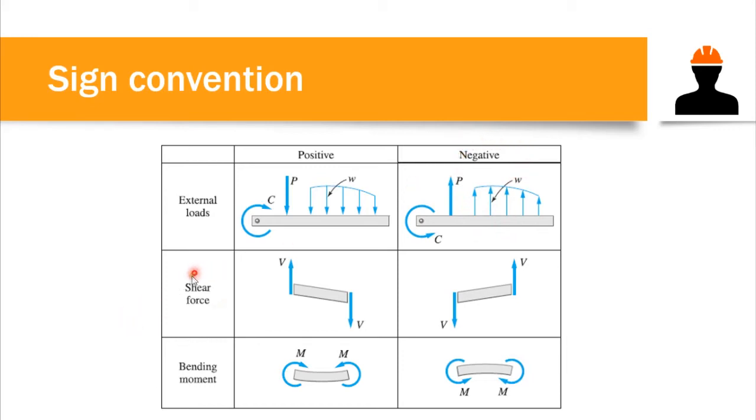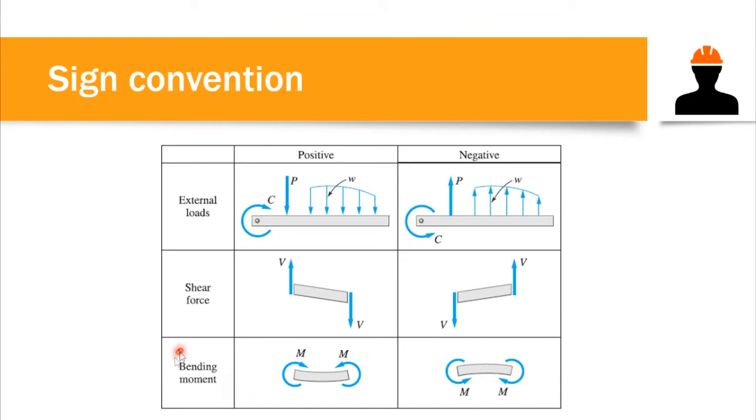Now, for internal shear force, if the shear force on the right face of our beam is acting downward, and on the left face of our beam it is acting upward, then these are considered positive. If the shear force on the right face of our beam is acting upward, and on the left face it is acting downward, then these are considered negative.